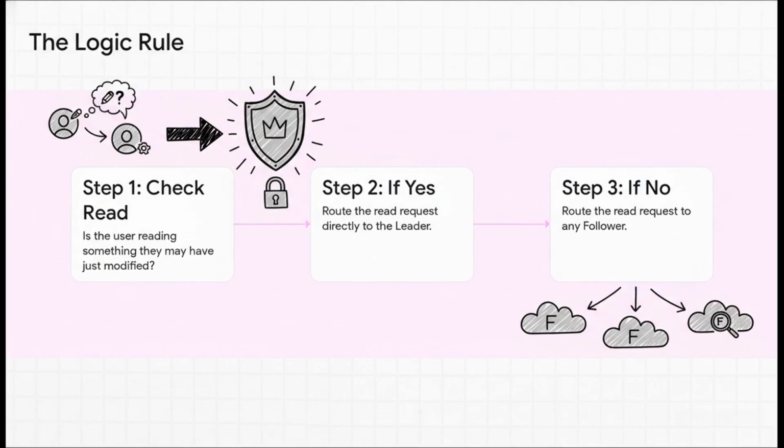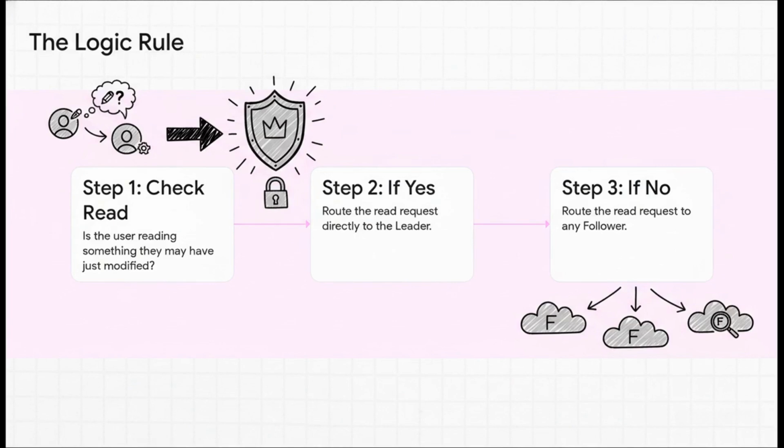Now, when a read request comes in, the system asks a quick question. Hey, is this person asking to see something they might have just edited, like their own profile? If the answer is yes, we do something special. We completely bypass the followers and send that read request straight to the leader, because we know for a fact the leader has the latest info.